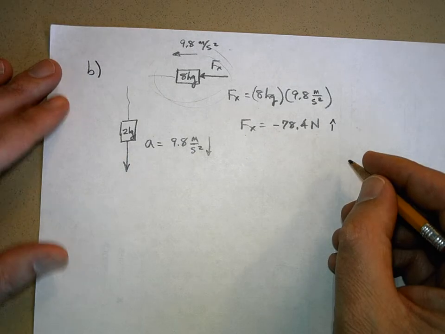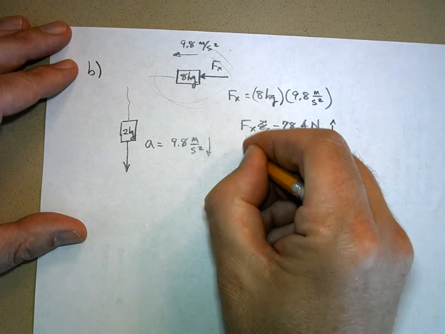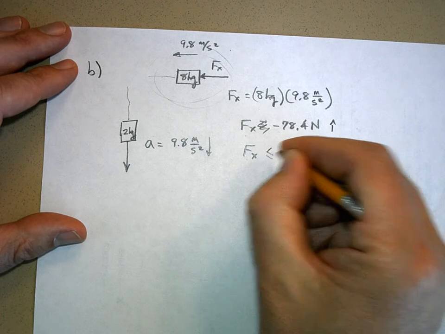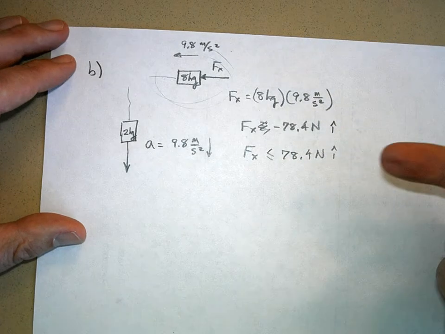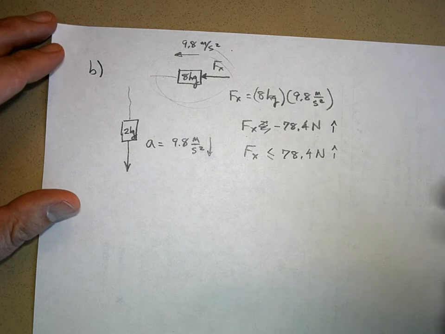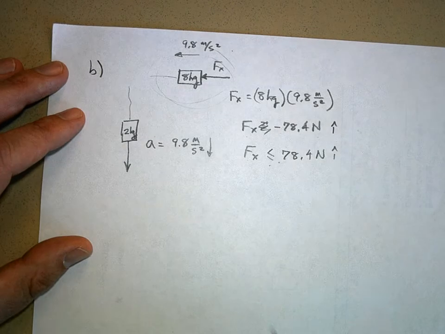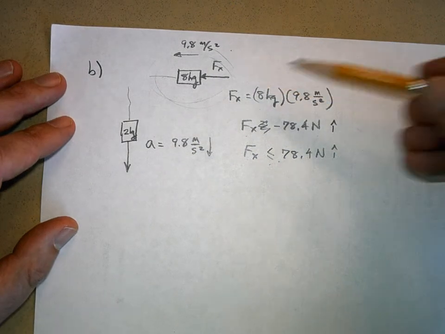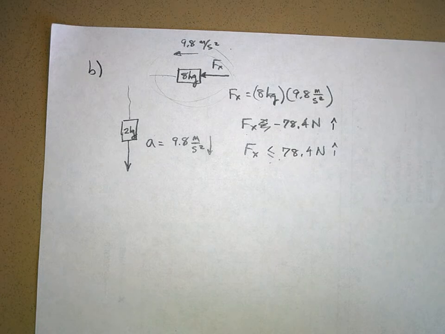But this is going to be, so this should be, oh, you know what? Actually, hold on. I guess we should say less than or equal. I mean, right, because negative 80 is less than negative 78, so I guess we should put it like that. So as long as we push with a force to the left greater than 78.4 newtons, there will be no tension in the string. That make sense?